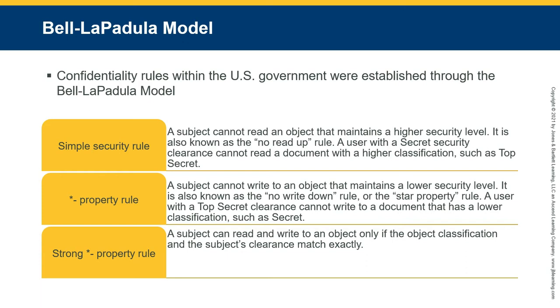Star property rule: a subject cannot write to an object that maintains a lower security level. It is also known as the no write down rule, or the star property rule. A user with top secret clearance cannot write a document that has a lower classification, such as secret. Strong star property rule: a subject can read and write an object only if the object classification and the subject clearance match exactly.